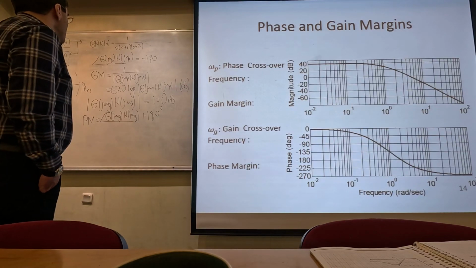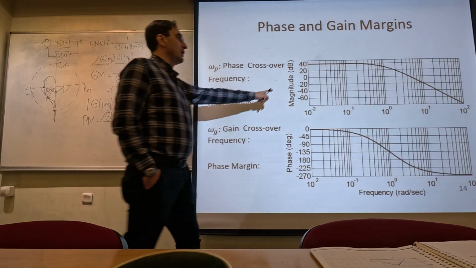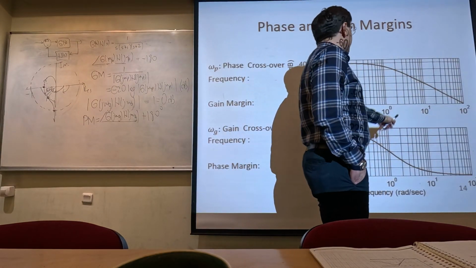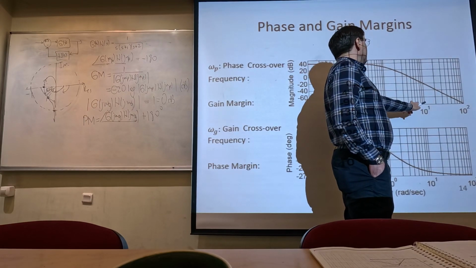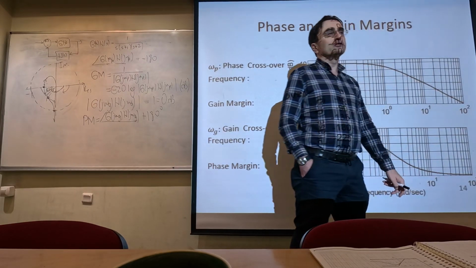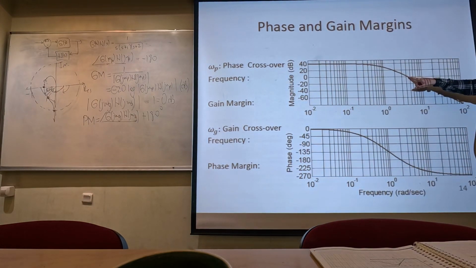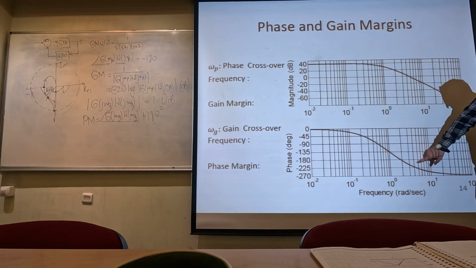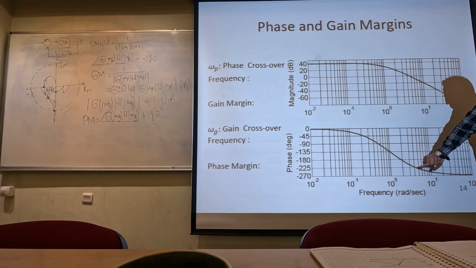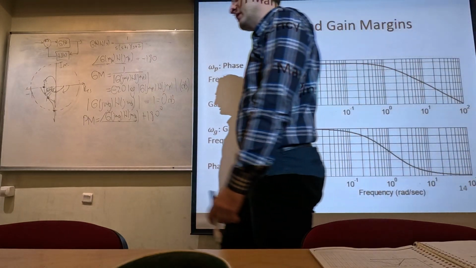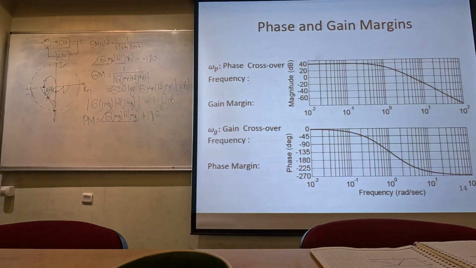And when I look at the gain crossover frequency, I look at where gain crosses the 0 dB line. And we see that this is 2, 3, 4, 5. So it is somewhere between 4 and 5 radians per second. And when I look at the phase margin here, I look at the phase there, which is going to be approximately minus 225, meaning that the system has minus 45 degree phase margin, meaning that the closed loop system is indeed unstable. Okay?